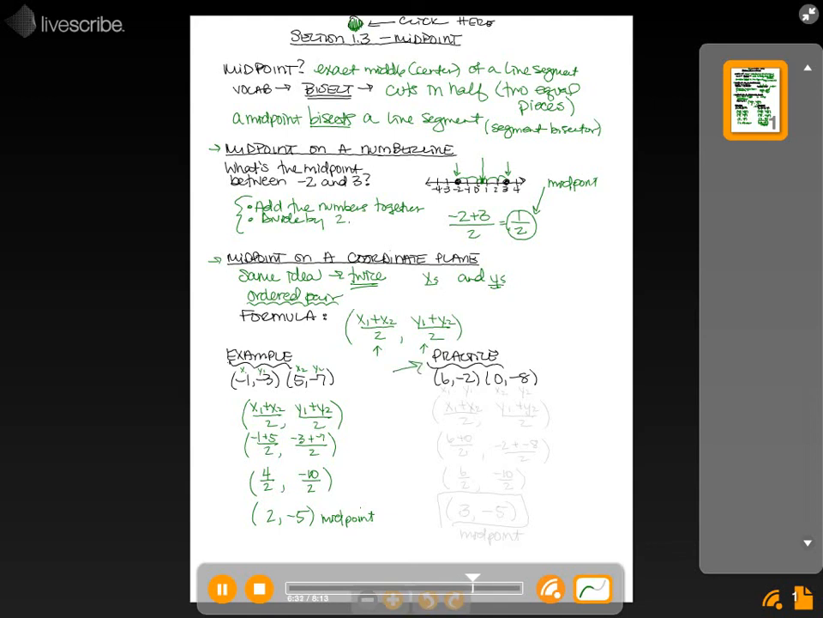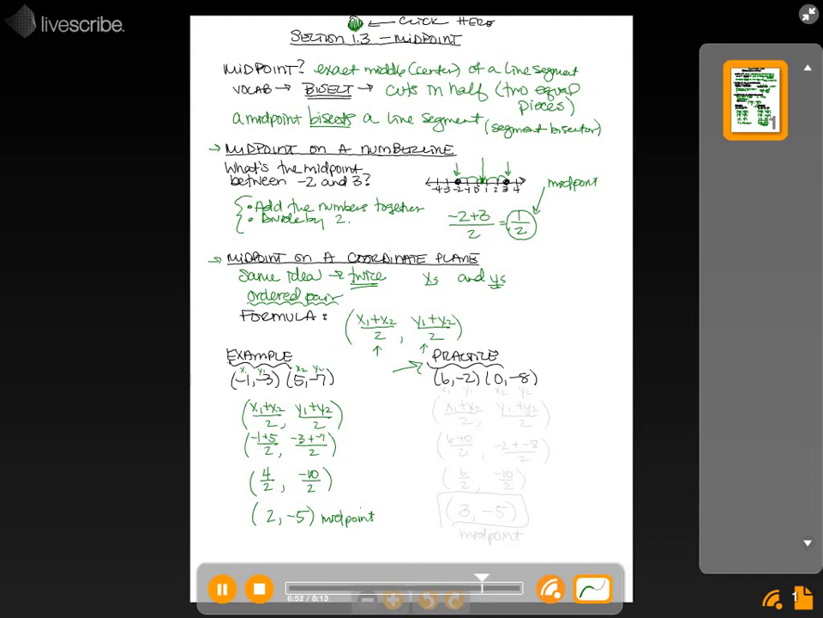Alright, now I've got a practice problem for you. Same practice problem from before, using the same points, but this time I want you to find the midpoint between 6, negative 2, and 0, negative 8. So if you go ahead and pause the video, work it out, and come back and check your answer.